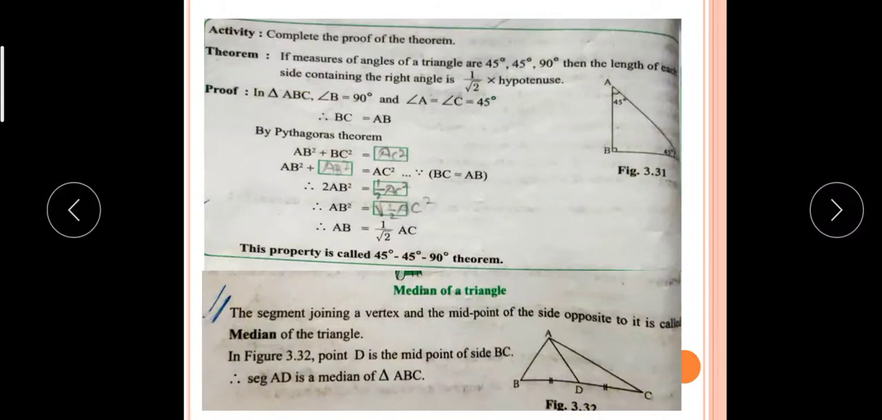Good morning, students. In yesterday's session, I explained some theorems to you. In this session too, I will explain a theorem with an example. Now, see the activity. Complete the proof of the theorem.